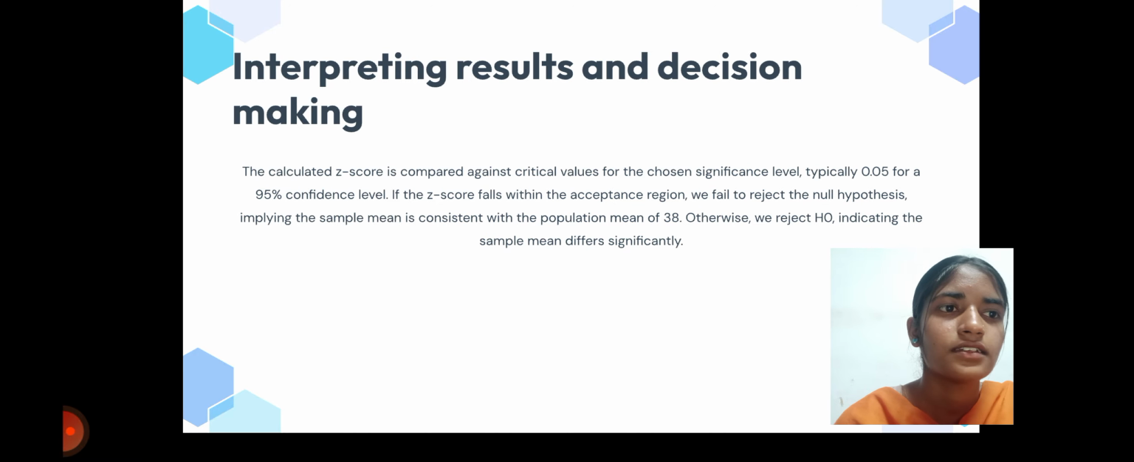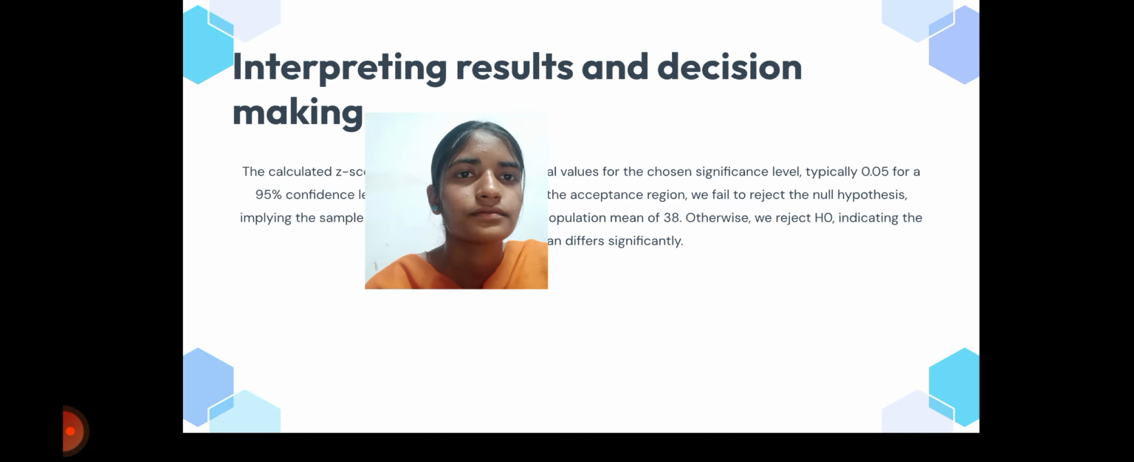Interpreting results and decision making. The calculated Z-score is compared against critical values for the chosen significance level, typically 0.05 for a 95% confidence level. If the Z-score falls within the acceptance region, we fail to reject the null hypothesis, implying the sample mean is consistent with the population mean of 38. Otherwise we reject H0, indicating the sample mean differs significantly.